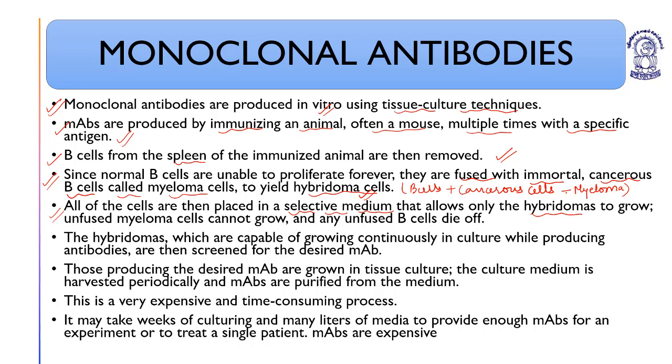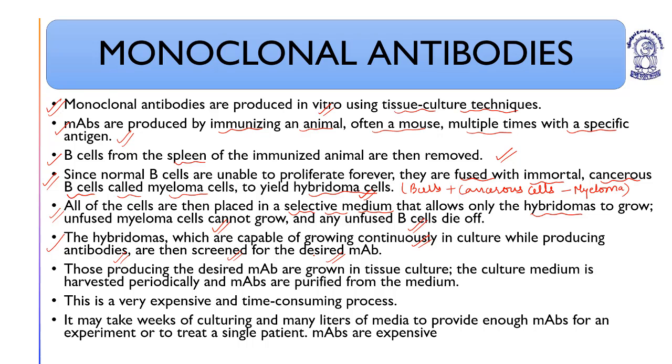When the medium allows only the growth of hybridoma cells, the unfused myeloma cells and unfused B cells cannot proliferate, they cannot grow. Only hybridoma cells can grow. The hybridomas, which are capable of growing continuously in culture while producing antibodies, are then screened for the desired monoclonal antibody.